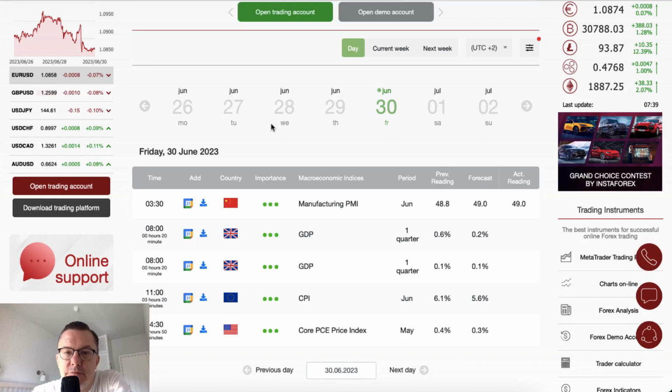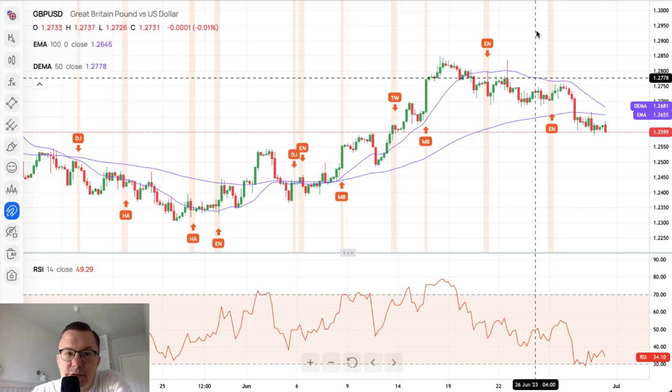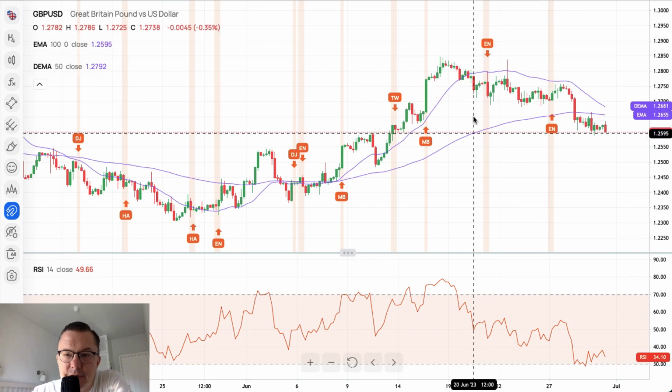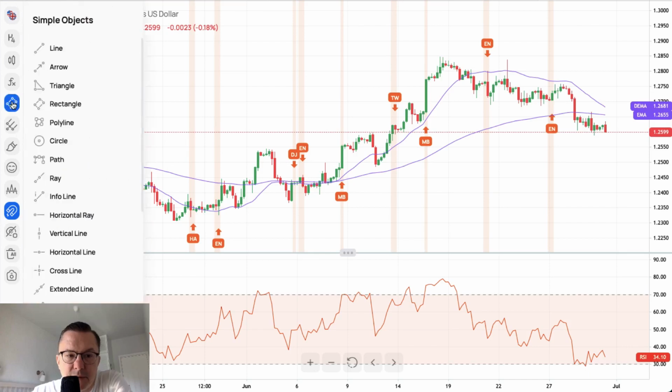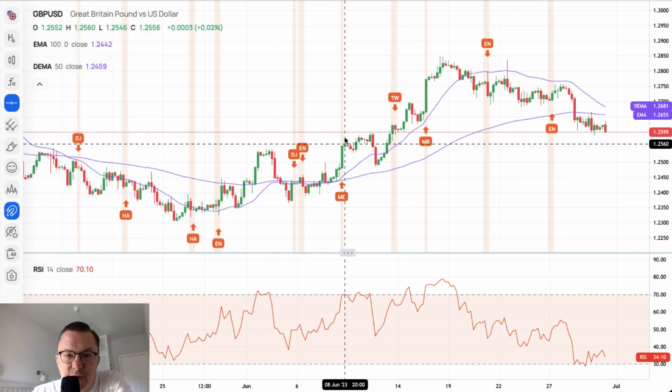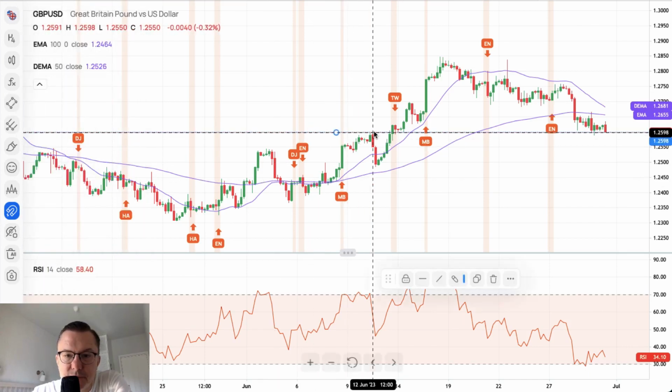Right now, let's switch to the chart, and the first one we are going to take a look at will be the British pound to American dollar. Our chart of the British pound versus the US dollar is showing us a weakness continuing to affect the prices of the British pound.